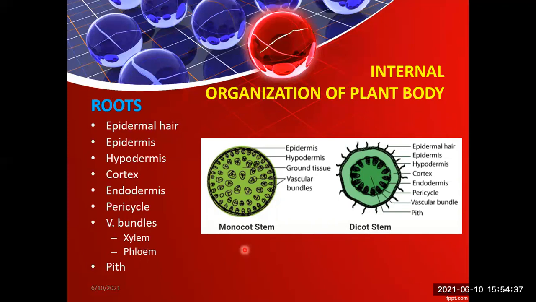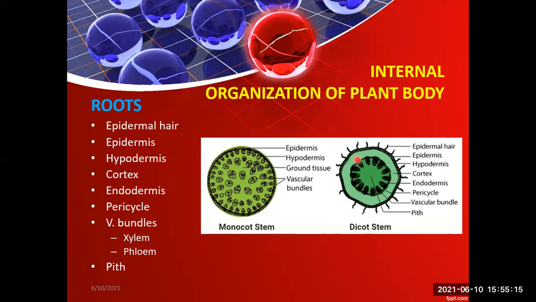We know that the angiosperms have the dicot and the monocot organization. This is the monocot stem structure, this is the dicot stem structure. There are very few differences present. In the monocot stem, the vascular bundles are dispersed within the whole structure, whereas in the dicot stem structure, the vascular bundles are arranged in a specific manner.